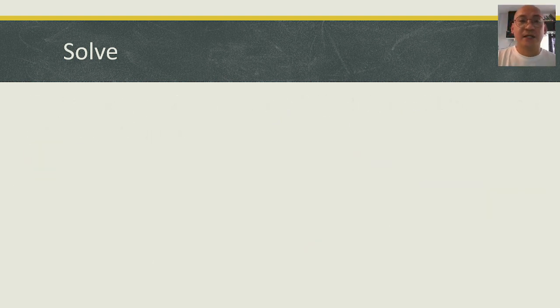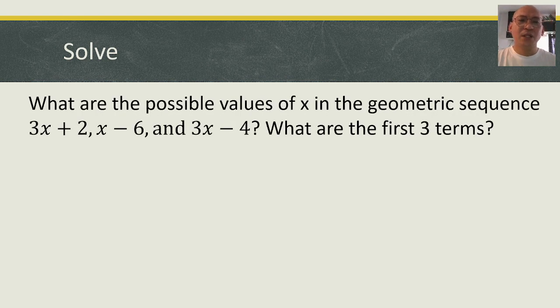Let us have another example. What are the possible values of x in the geometric sequence 3x plus 2, x minus 6, and 3x minus 4? And after finding the values of x, what are the first three terms? So let us first again use the derived formula for the common ratio, which is a sub 2 divided by a sub 1 is also equal to a sub 3 over a sub 2.